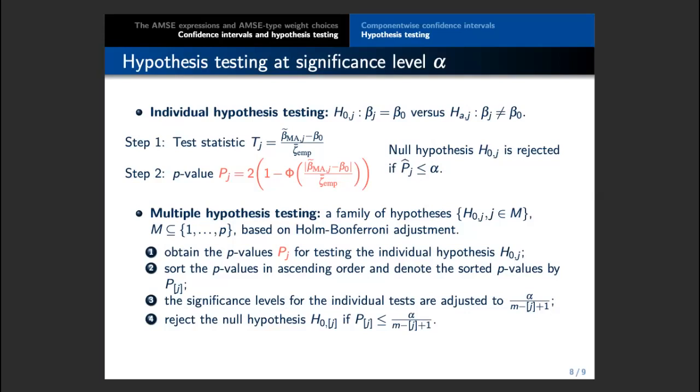We are also interested in multiple hypothesis testing. We want to test a family of hypotheses. This multiple testing is based on a Holm-Bonferroni adjustment. In the first step, we calculate the p-values for the individual hypotheses. In the second step, we sort the p-values in ascending order. And in the third step, we adjust the significance levels for the individual tests. In the last step, we reject the null hypothesis if the calculated p-values are less than or equal to the adjusted significance levels.